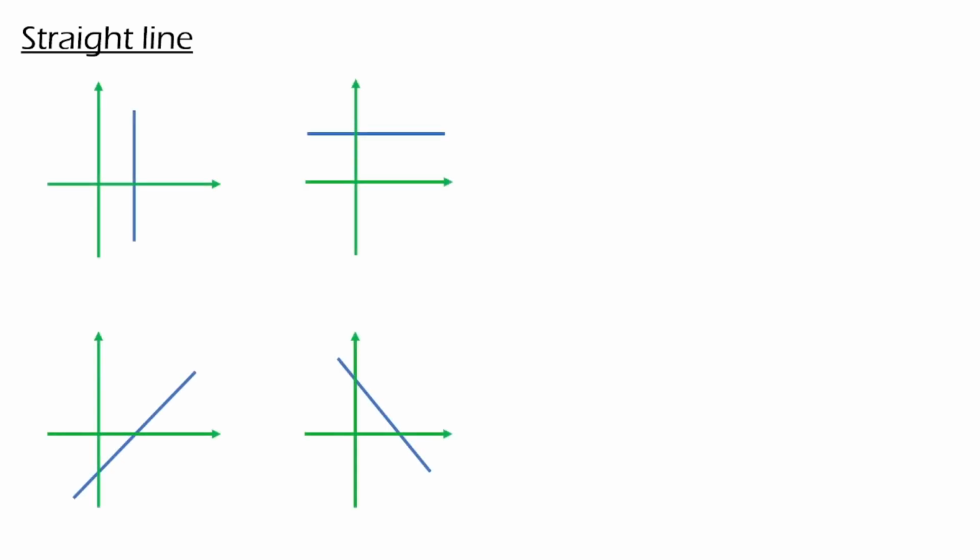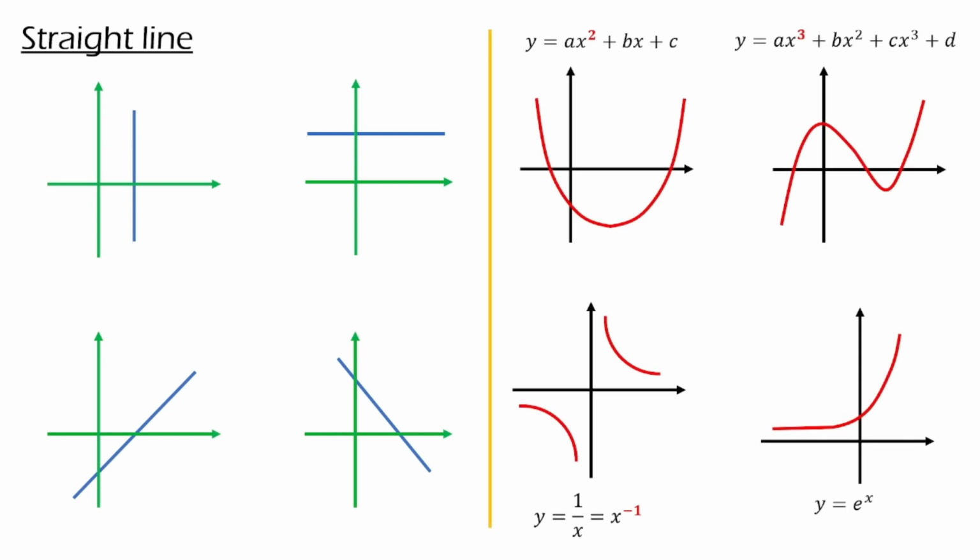Hey guys, today we are going to discuss the topic straight line. Here are examples of straight lines. I'm pretty sure you are very familiar with it. For those who are not, you may ask how a non-straight line graph looks like. Here is an example of a graph. They are not straight lines.